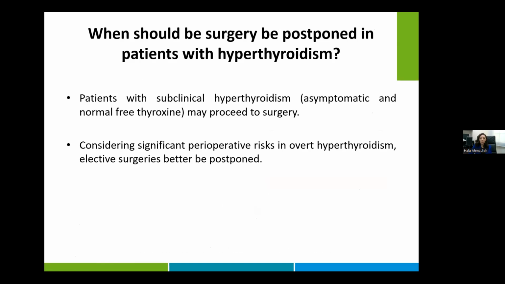Now, as general information, if the patient is hyperthyroid, when can we do surgery, any kind of surgery? Like if they were planning to do a cholecystectomy or appendectomy or whatever. Patients with subclinical hyperthyroidism who are asymptomatic, who have a normal T3 and T4, may proceed to surgery. But for patients who are overtly hyperthyroid, all elective surgeries are better postponed because of the increased risk of thyrotoxicosis that they may have during anesthesia or during surgery.